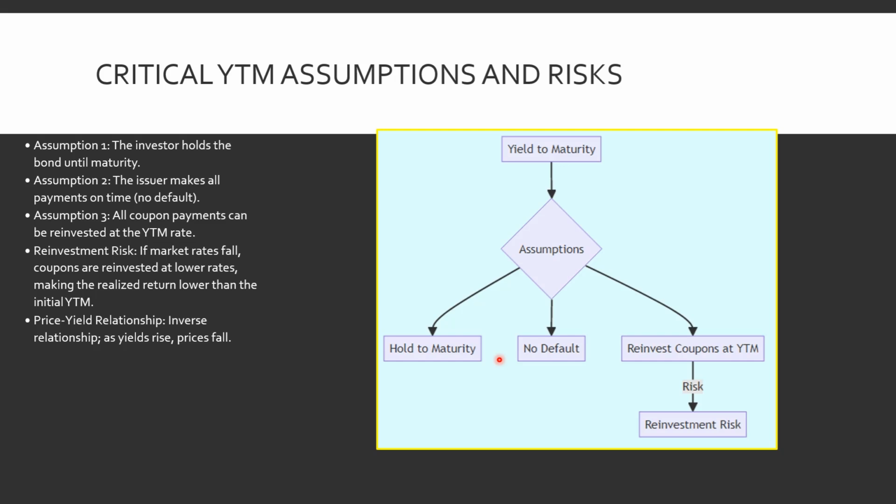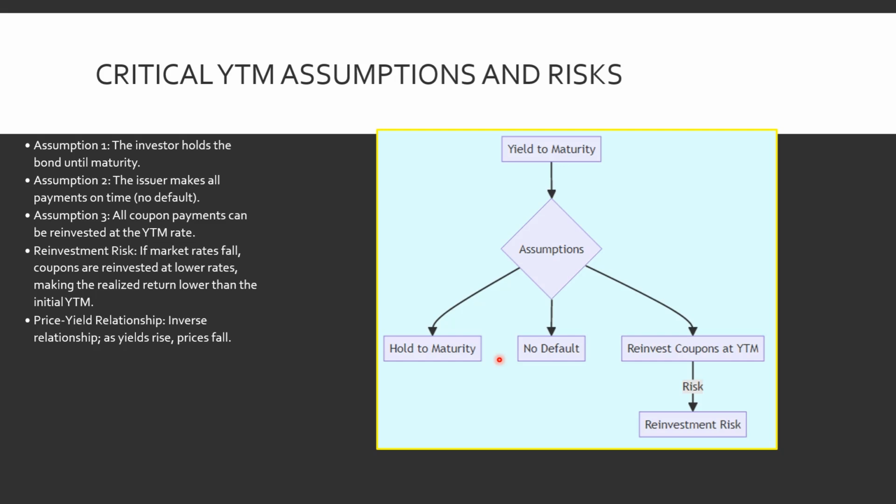the same YTM rate. Suppose the YTM is 6% and the market rate is 5%. Are you actually able to reinvest at 6%? The answer is no. You would have to reinvest at 5%. So those assumptions are actually unrealistic. If interest rates fall, you will reinvest at lower rates, and your actual realized return will be lower than the quoted YTM. This uncertainty is known as reinvestment risk.